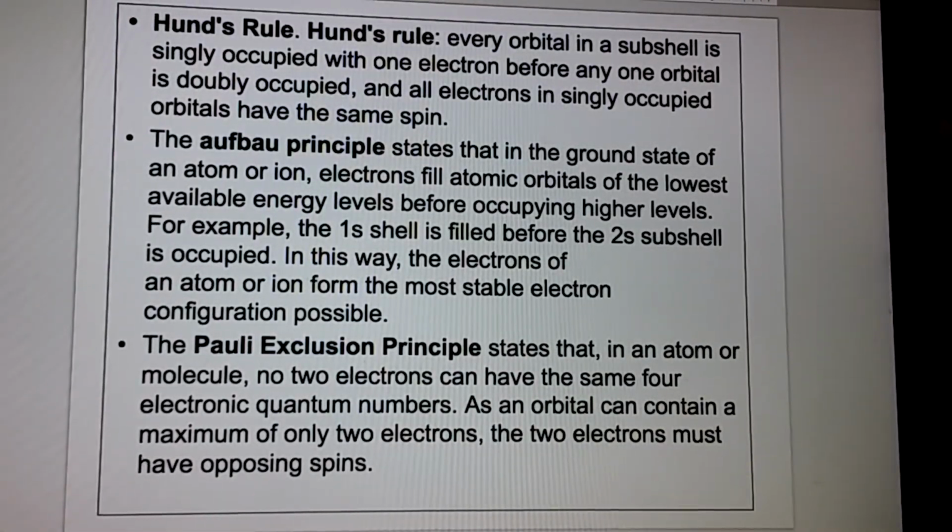The Pauli Exclusion Principle states that in an atom or a molecule, no 2 electrons can have the same 4 electronic quantum numbers, as an orbital can contain a maximum of only 2 electrons. The 2 electrons must have opposing spins.